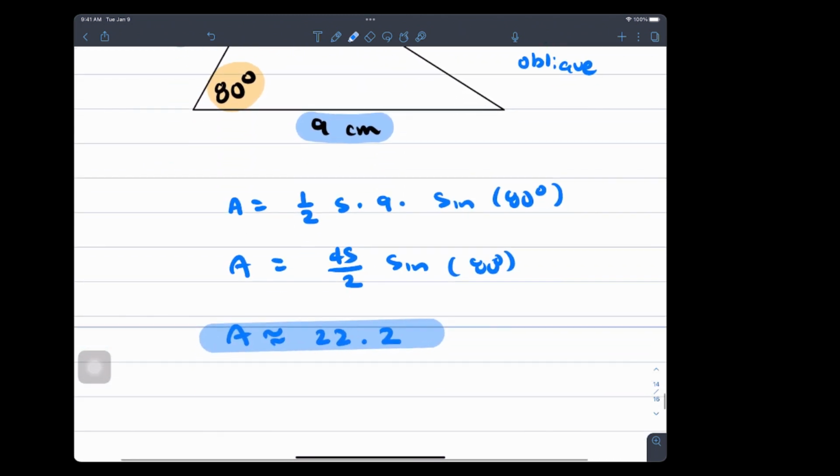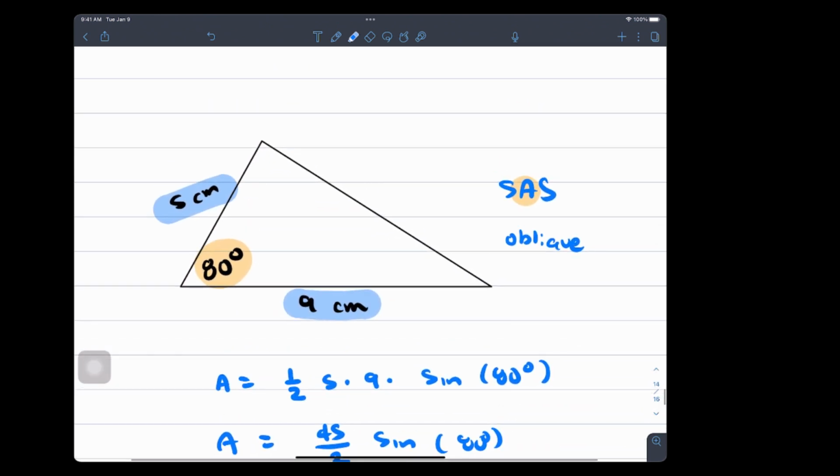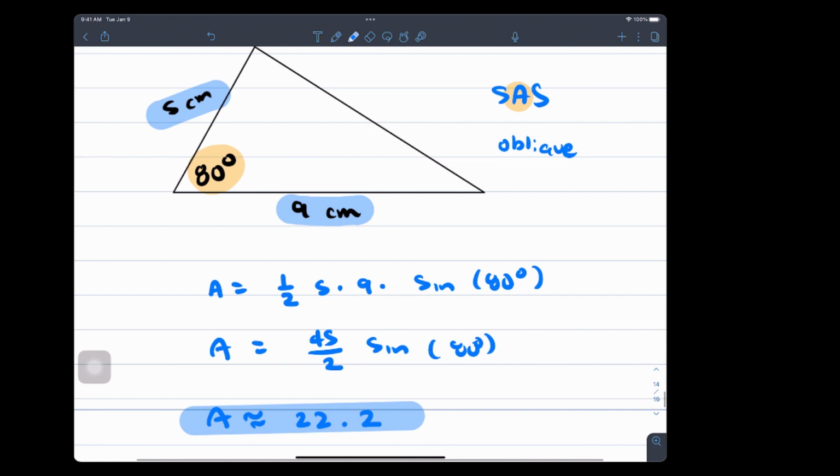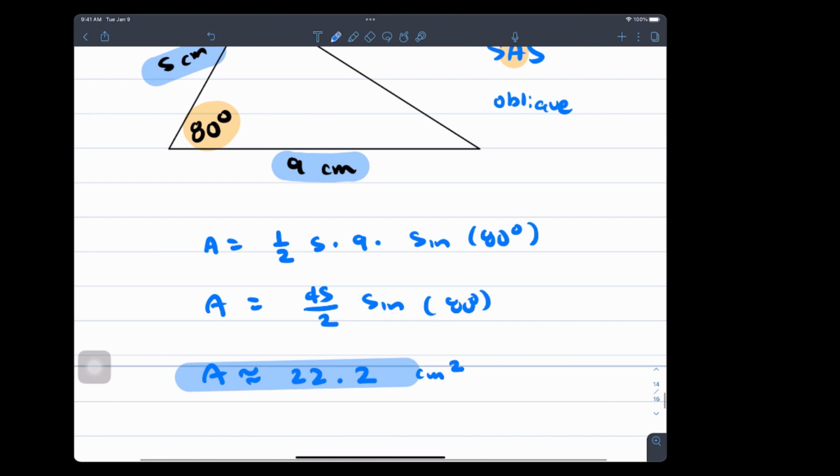All right, you guys okay with that one? Say that again. I know that the area is like 1/2 base times height basically, but shouldn't the 9 be in front of the 5 or something? 9 be in front of the 5? Yeah. No, it doesn't matter, because multiplication is called commutative. You can say 5 times 9 or 9 times 5.